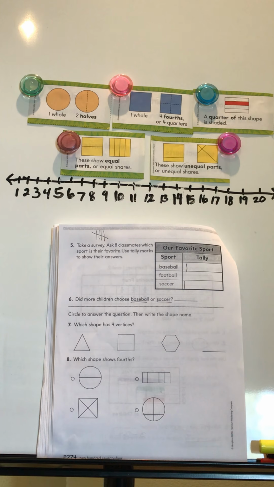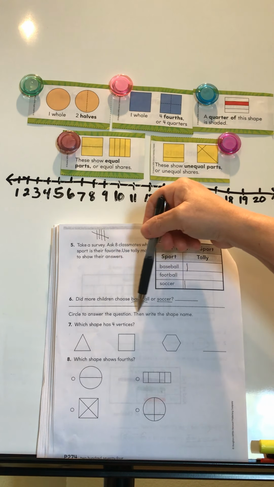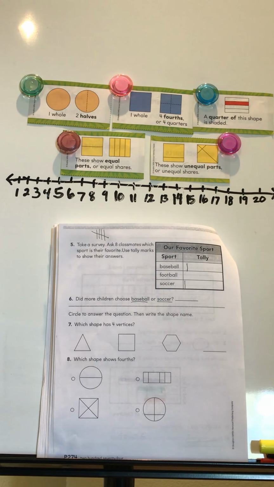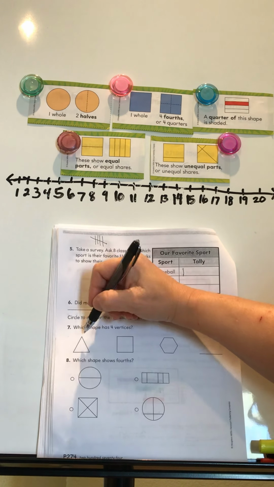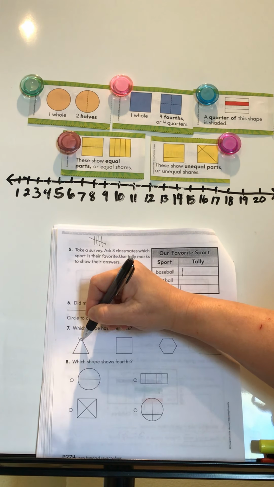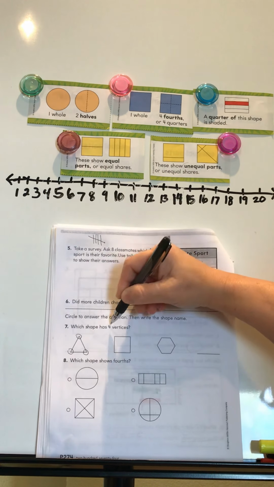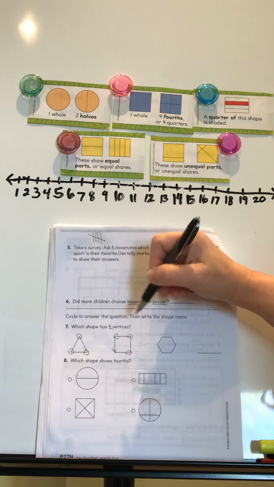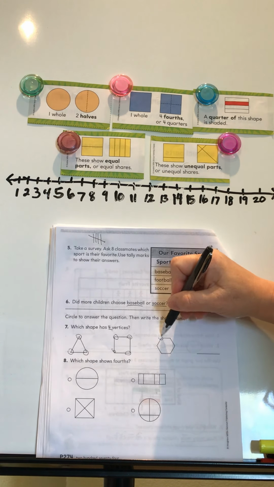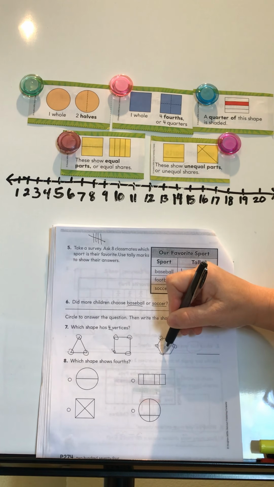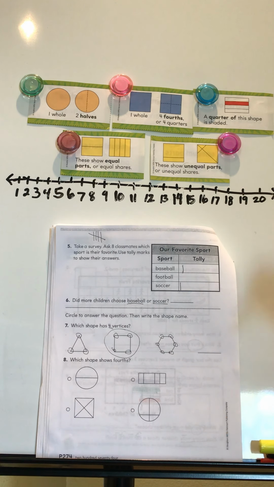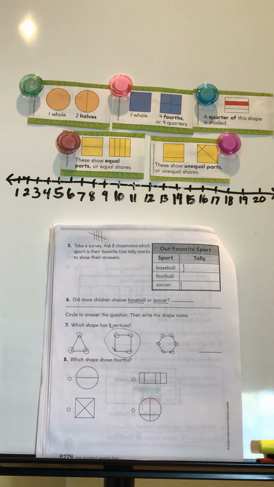Okay, last review here is circle to answer the question, then write the shape name. Which shape has 4 vertices? Remember, 4 vertices means 4 corners. So let's count the vertices in the triangle. 1, 2, 3. That does not have 4. How about the square? 1, 2, 3, 4. How about the hexagon? 1, 2, 3, 4, 5, 6. So square. So over here you're going to write square. If you don't remember how to spell it, go back and look in your math book and you can see how to spell square.